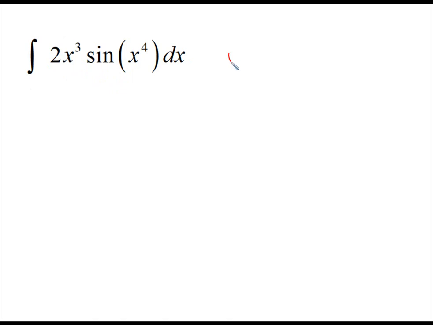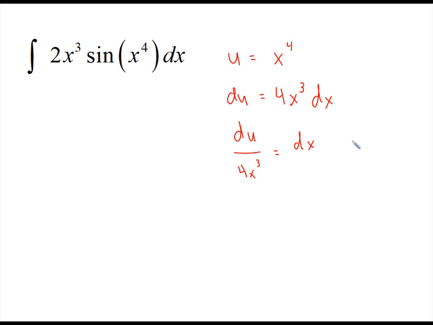So basically what we're going to do is use u-substitution. We need to make something our u, right? Usually it's the part inside the parentheses, so I'm going to make this my u: x to the fourth. Then I take the derivative of both sides and get du equals 4x to the third dx. So to get the dx by itself, I get du over 4x to the third is equal to dx.